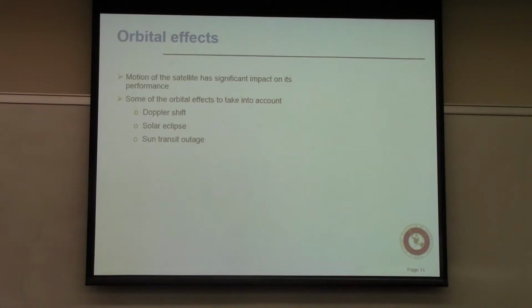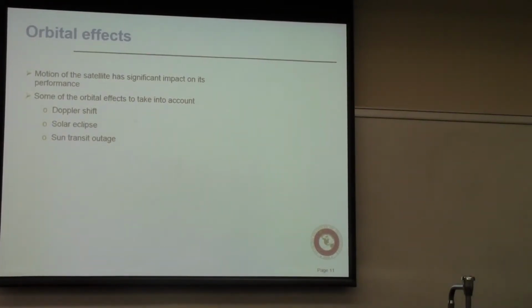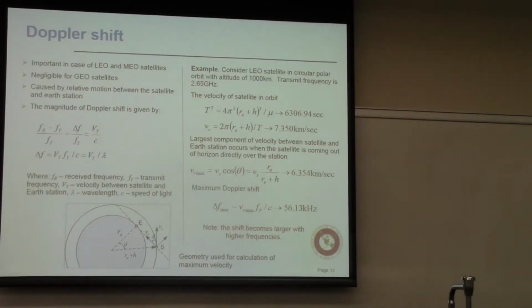I have listed here some important orbital effects that you need to be aware of. I've listed three of them. One is the Doppler shift, solar eclipse, and sun transit outage. All of them are important, and they happen as a part of the regular satellite operation. So let's go through that and describe what they mean.